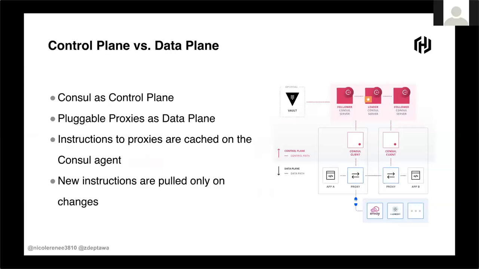Then Consul pushes those changes into the data plane. The data plane is responsible for sending traffic between different services. In this case, we can see that we're using Envoy as our proxy. All of the traffic will flow through these proxies in the data plane, and those proxies will rely on the control plane to tell them what traffic is allowed to flow.